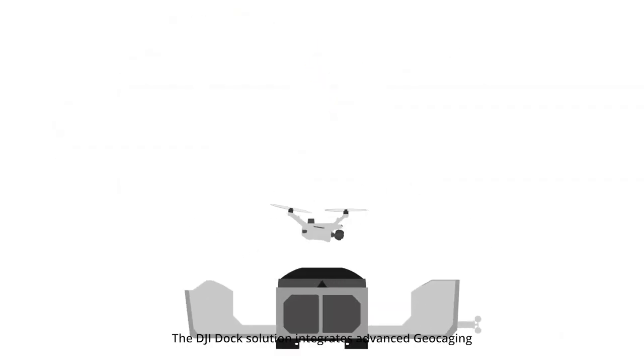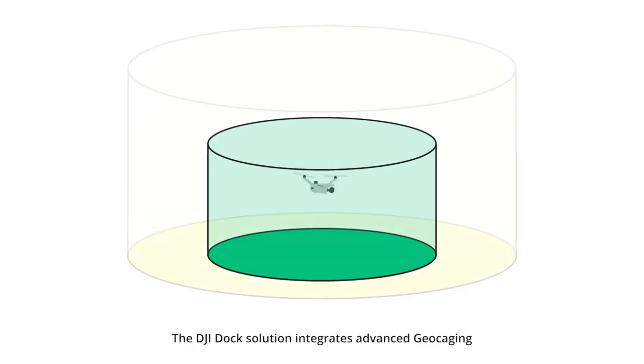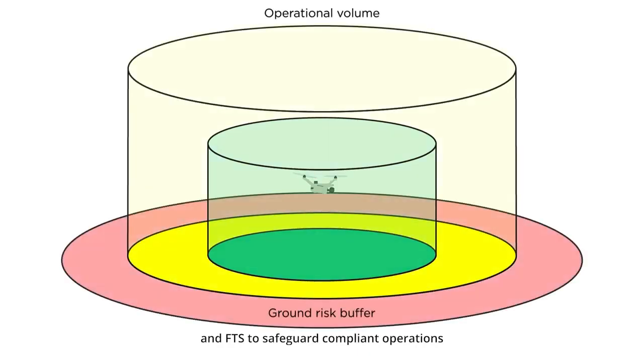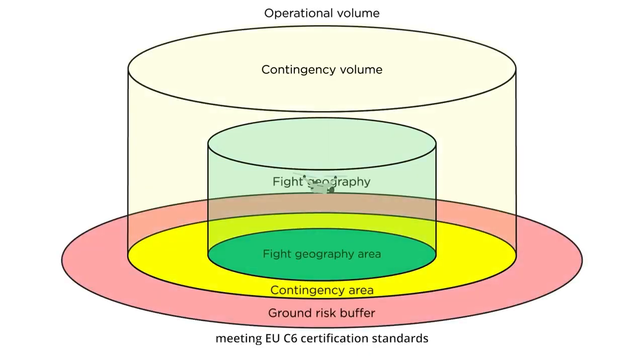The DJI Dock solution integrates advanced geocaching and FTS to safeguard compliant operations, meeting EUC6 certification standards. Our triple protection automatically stops the drone's flight if it exceeds preset operational volumes and activates rotor stop protocols if emergency volumes are breached, ensuring airspace safety through intelligent management.